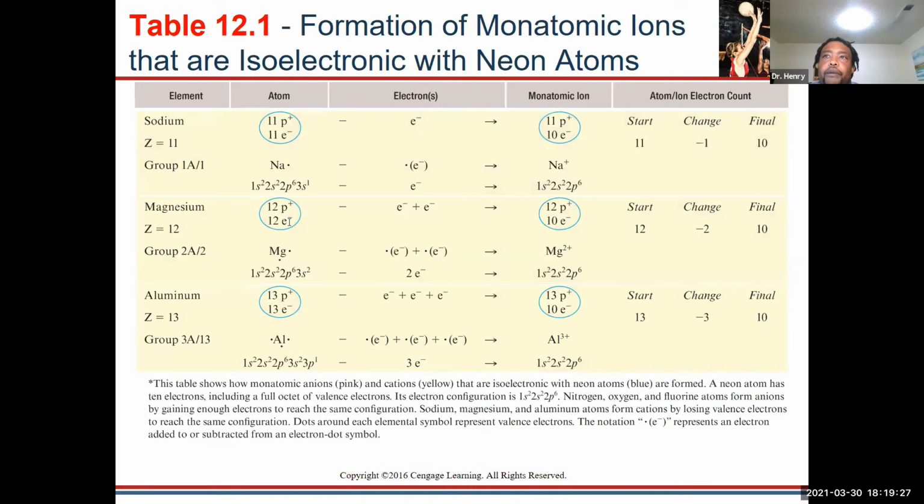We had just talked about sodium. Sodium loses 1 electron and has the same number of electrons as neon. Magnesium, if it loses 2 electrons, it has 2 valence electrons, becomes the same electrons as neon. Aluminum, if it loses 3 electrons, becomes the same as neon. So these are what we call isoelectronic, meaning the same number of electrons as neon.